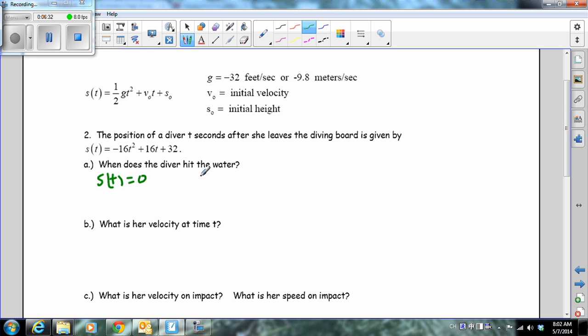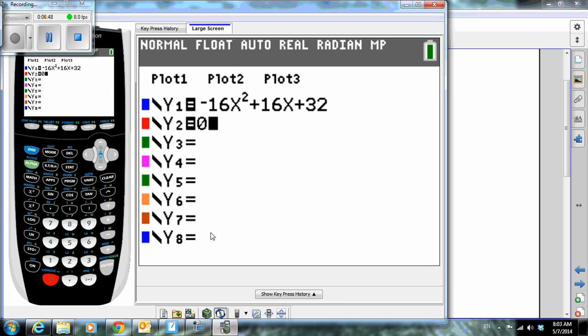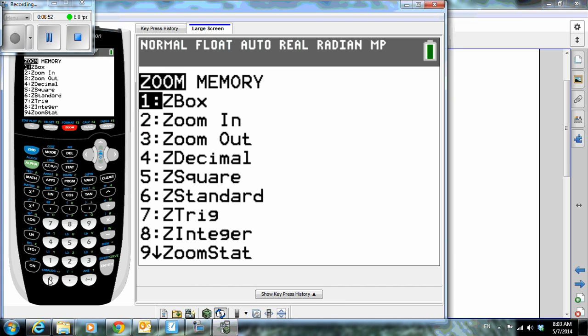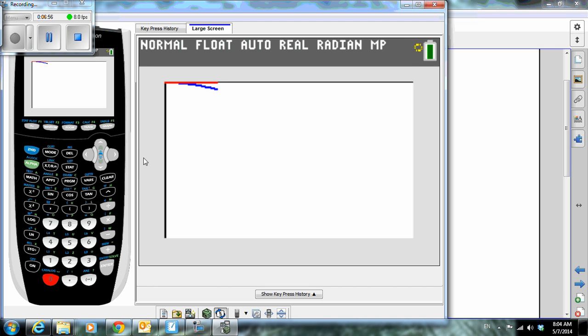Well, on your calculator, you will use y1 is equal to negative 16t squared plus 16t plus 32. And y2, you will have 0. And you will look for the intersection. Well, I plugged that on my calculator, and here it is. And all I have to do is zoom 0, although you don't like zoom 0 as always. Zoom 0 will give me this equation.